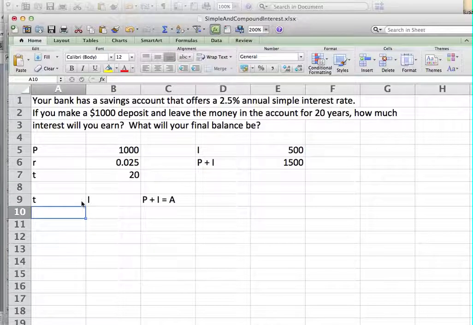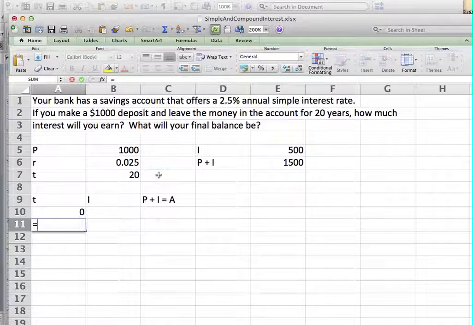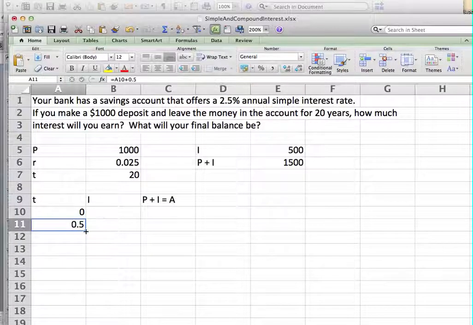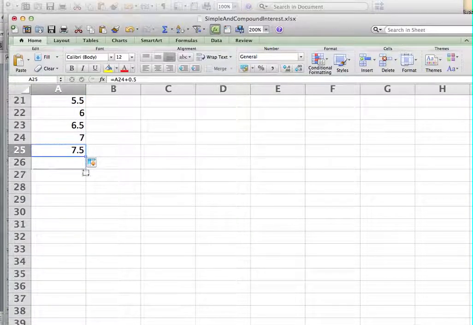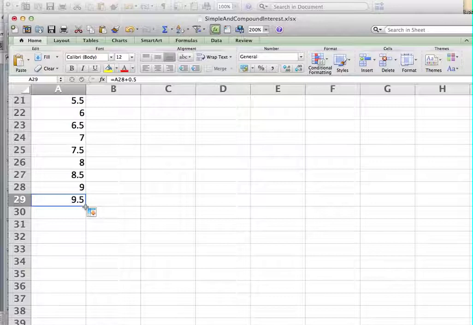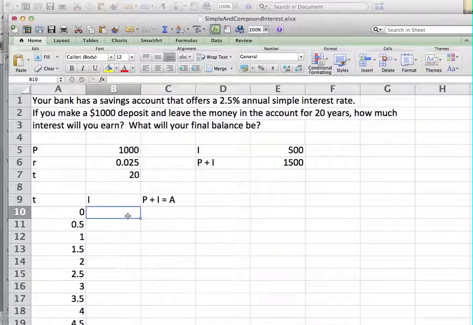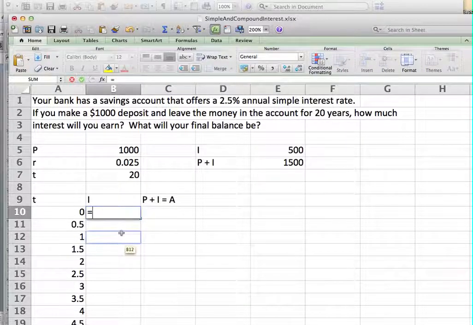I will let time increment up. Let's not do it by years. Let's do it by every half year, let's say. Every 6 months, I'm going to take what's in A10, the 0, and add 0.5 to it. And by using that formula, I can copy and paste, click and drag downward here. I won't go down to 20. Let's stop at 10. Almost there. There we go. I can now use the interest rate to find the interest.